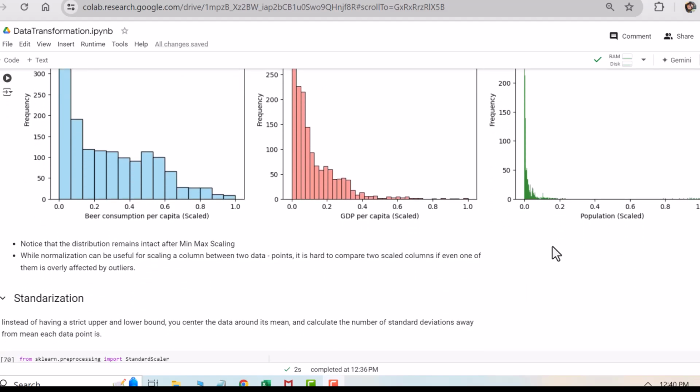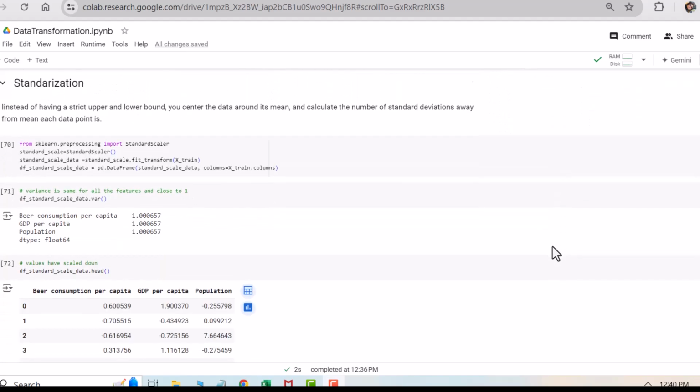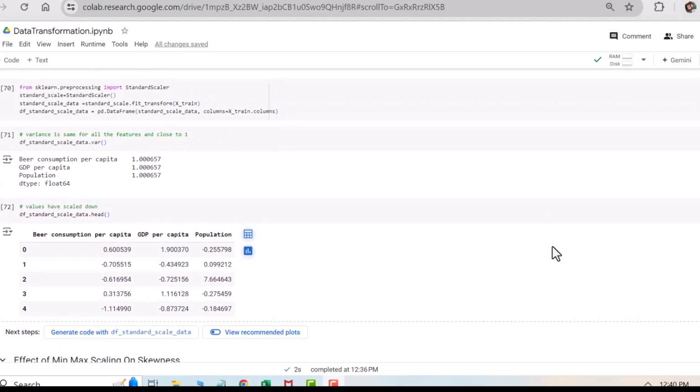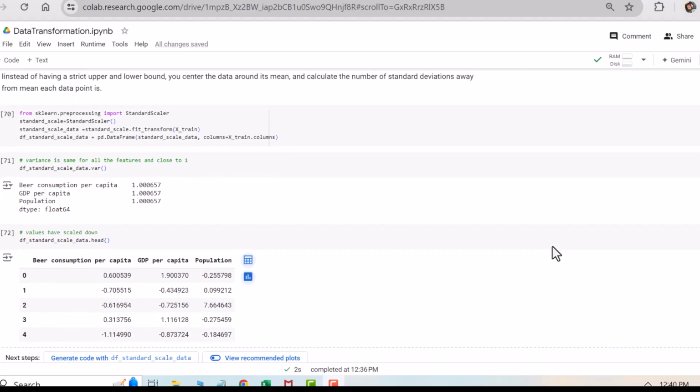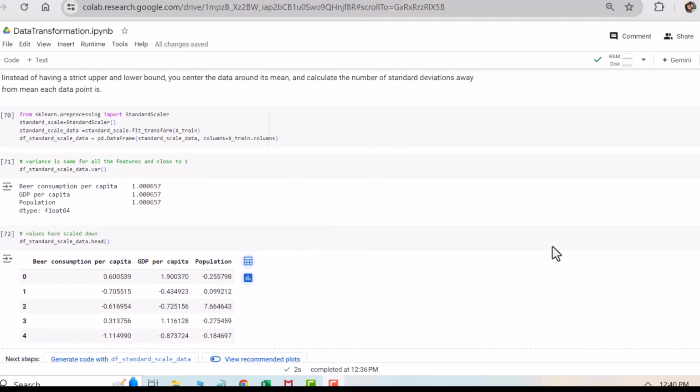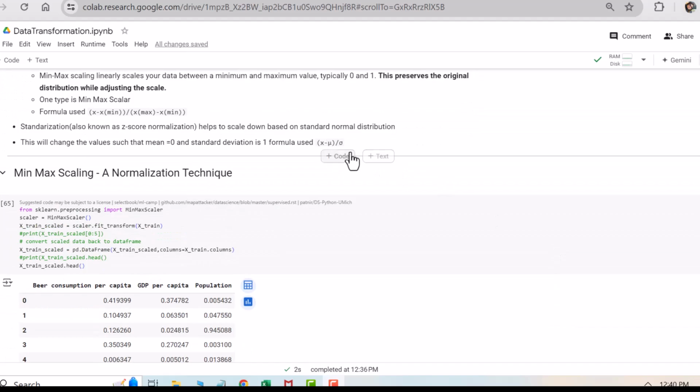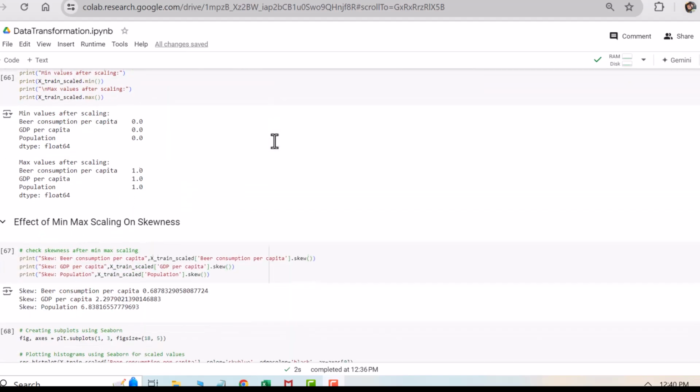As we have already discussed the formula which standardization uses, we know that instead of using a strict upper and lower bound, it uses the data around the mean and calculates the number of standard deviations, right? This was the formula. We were fetching out the mean, then applying this formula, such that once we have this data distribution, ultimately it has a mean of 0 and a standard deviation of 1.